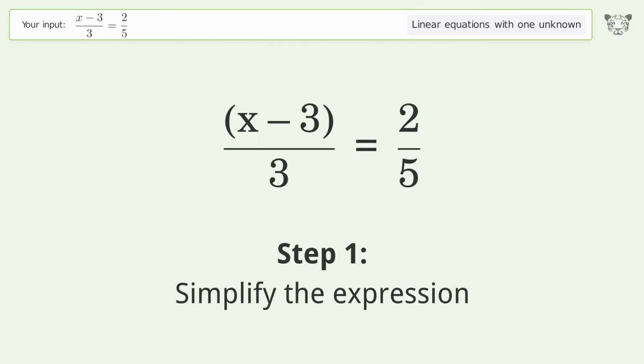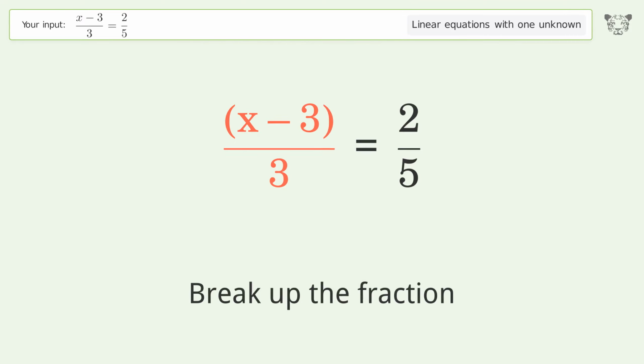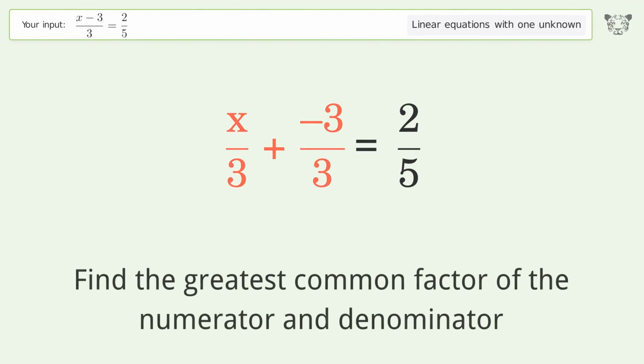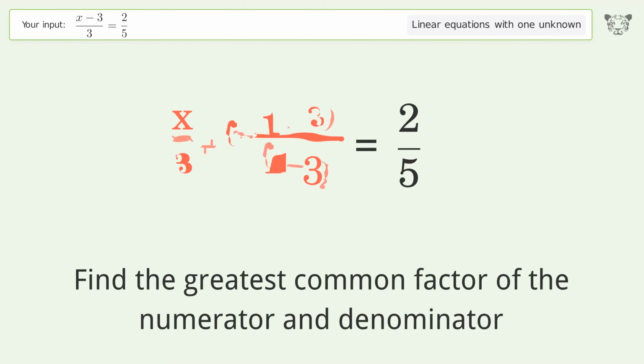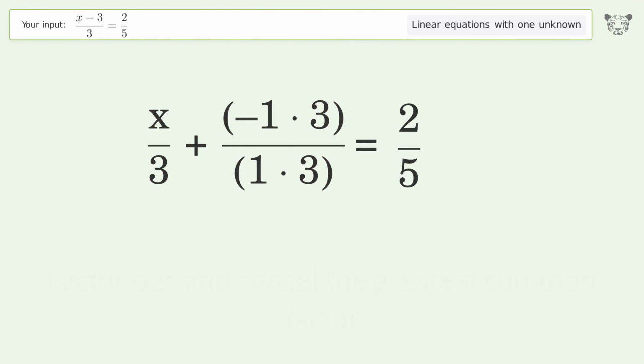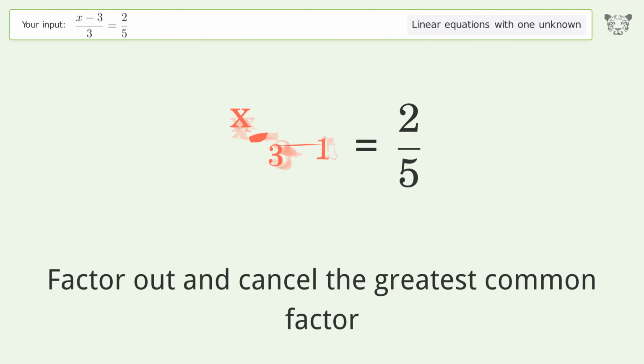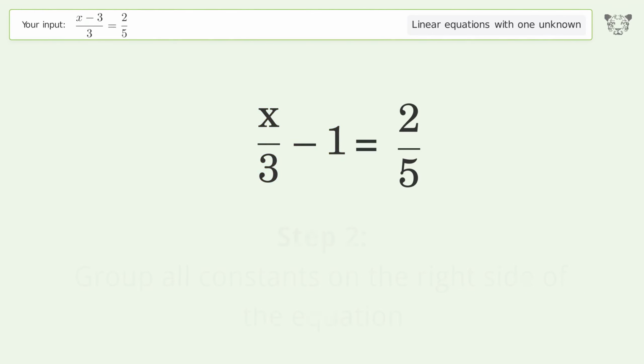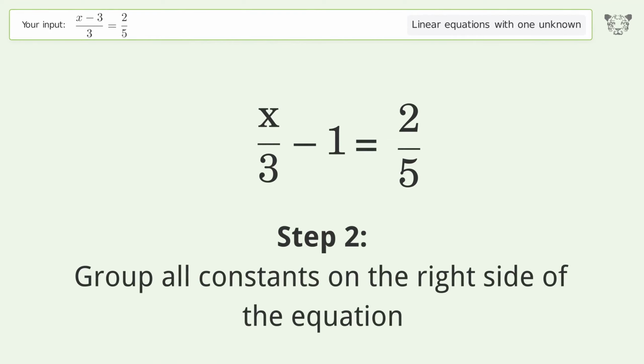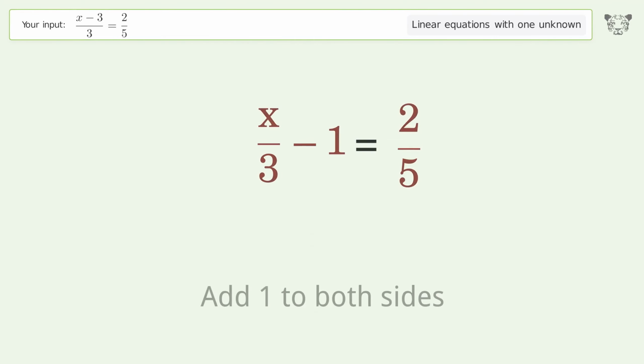Simplify the expression. Break up the fraction. Find the greatest common factor of the numerator and denominator. Factor out and cancel the greatest common factor. Group all constants on the right side of the equation. Add 1 to both sides.